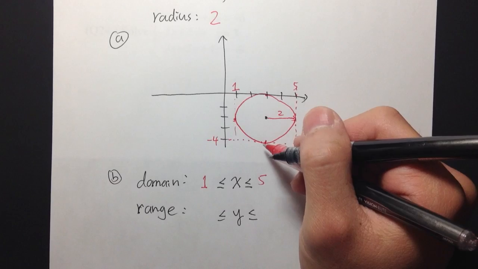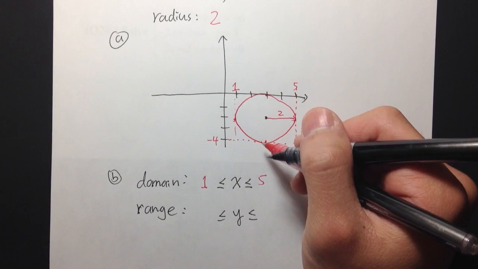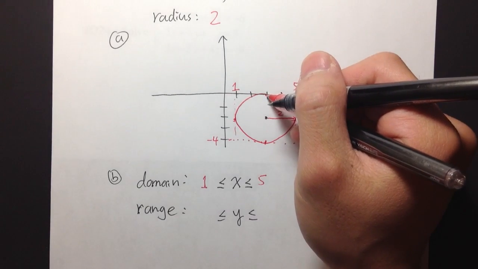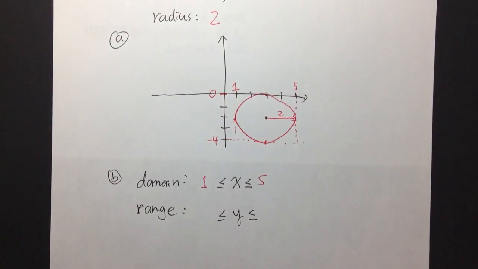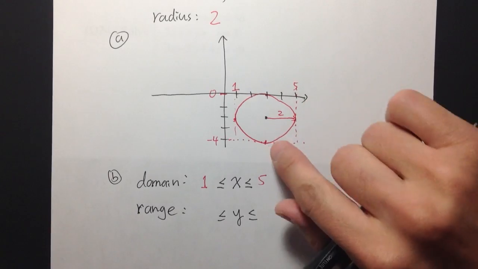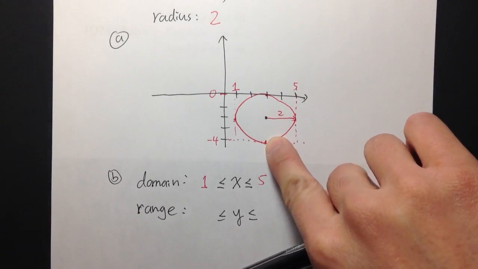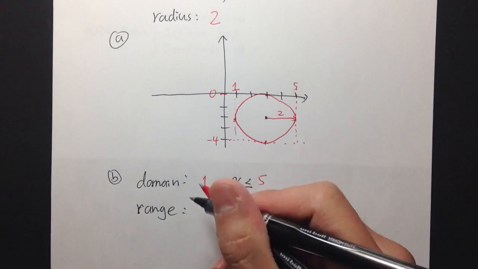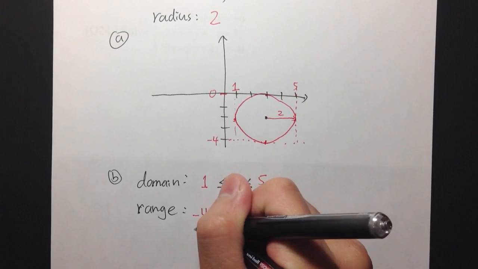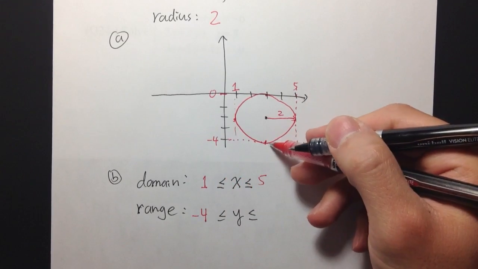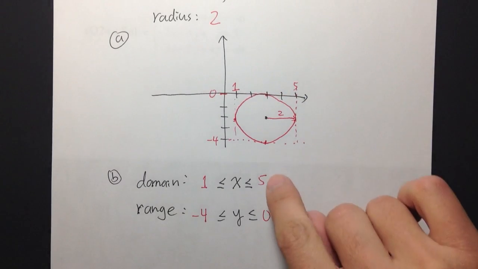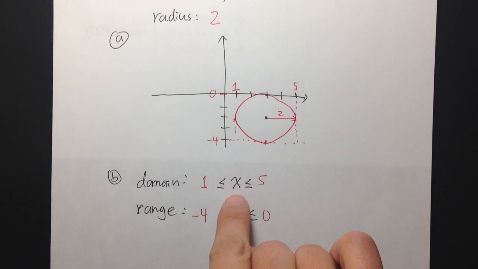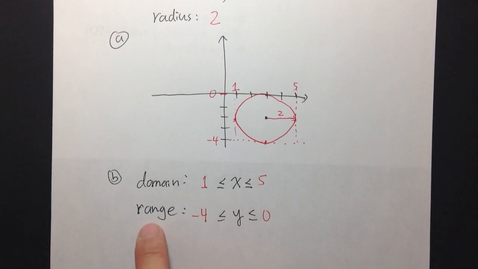And then we're going to go up to find the highest value of the y value on the graph, which is right here. And it's exactly on the x-axis. The y value right here is 0. So all the possible y values are from -4 to 0. That's it. So the range will be from -4, the lowest point of the y value, to the highest point of the y value, which is 0. Therefore, the domain is any x between 1 to 5, and the range is any y from -4 to 0.